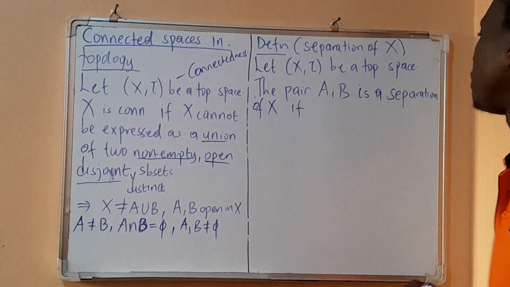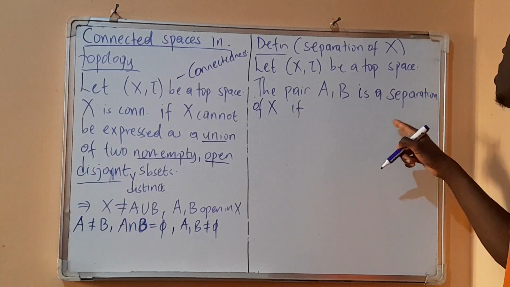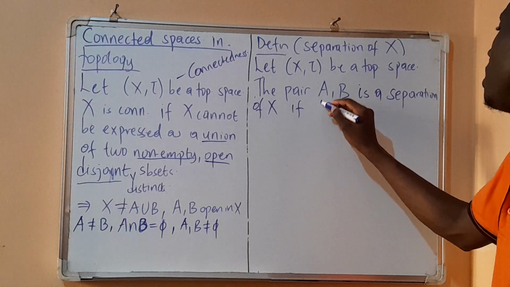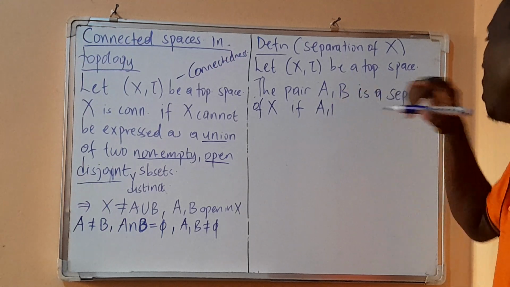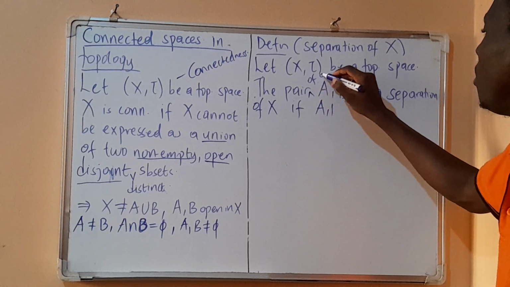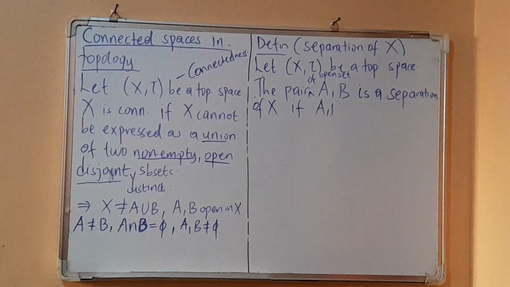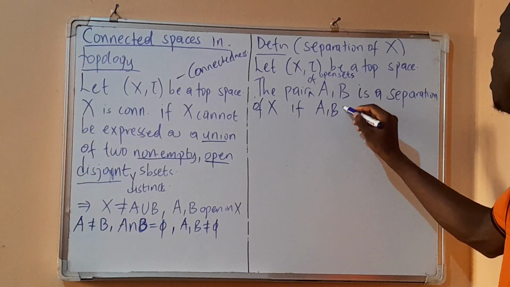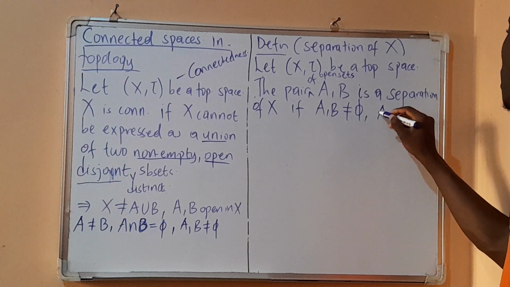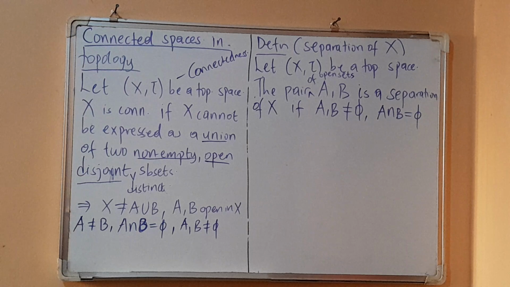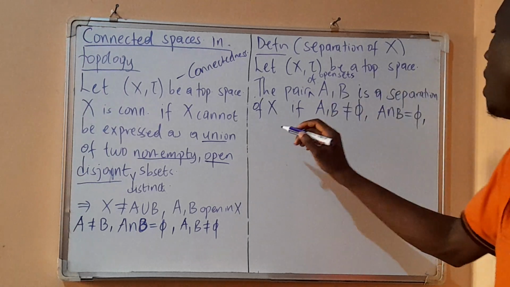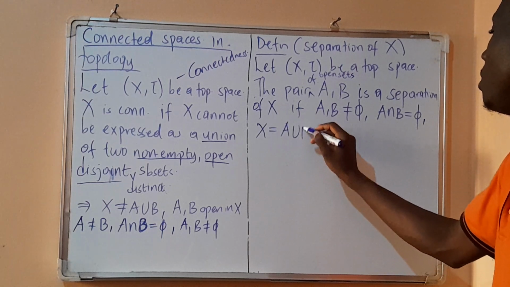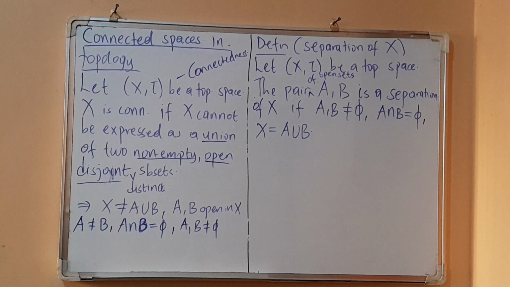if it forms the separation of X. A pair of open sets A and B is a separation of X if A and B are non-empty sets, A and B are disjoint, their intersection is empty, and X is equal to A union B. So a pair of open sets forms a separation of X if those two sets are non-empty, their intersection is empty, they are disjoint, and X is equal to this union.